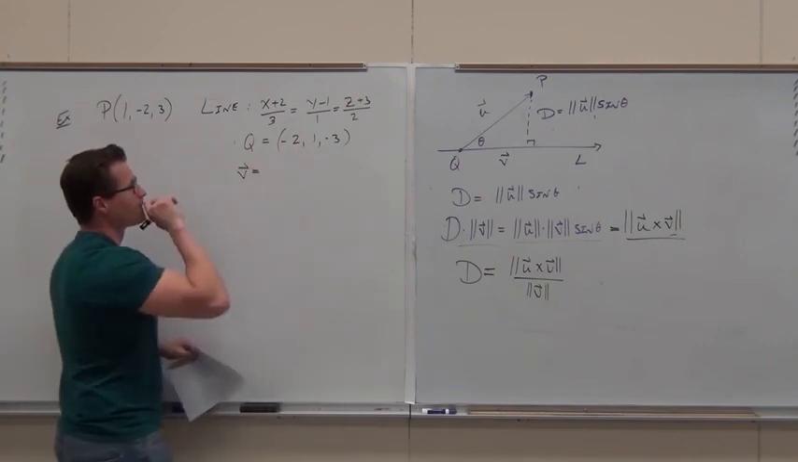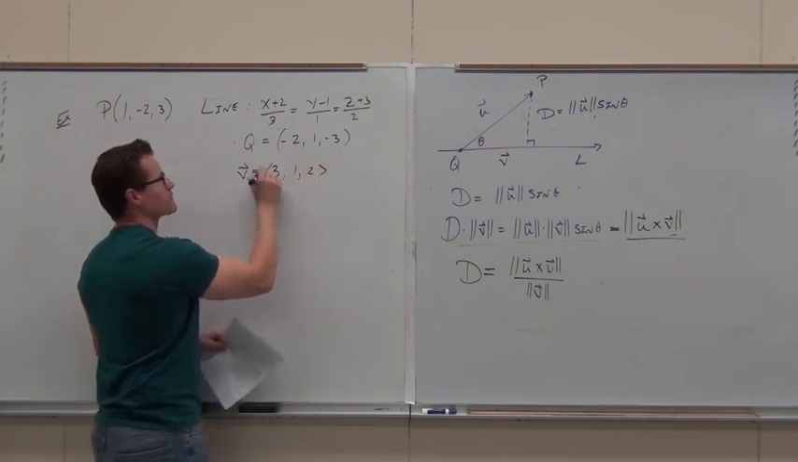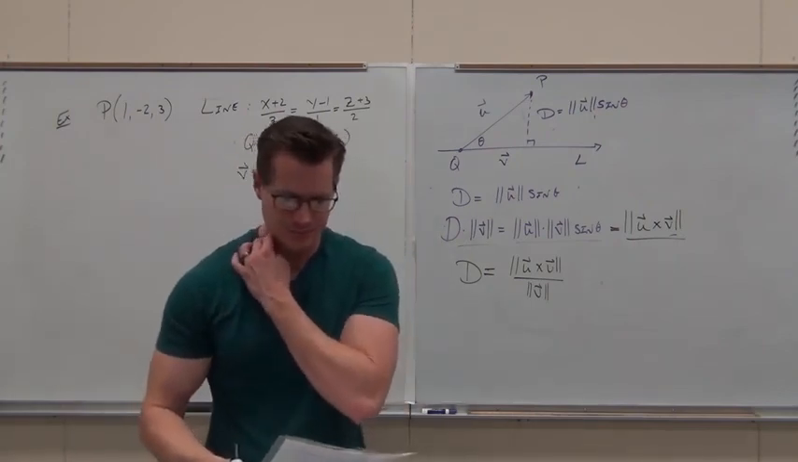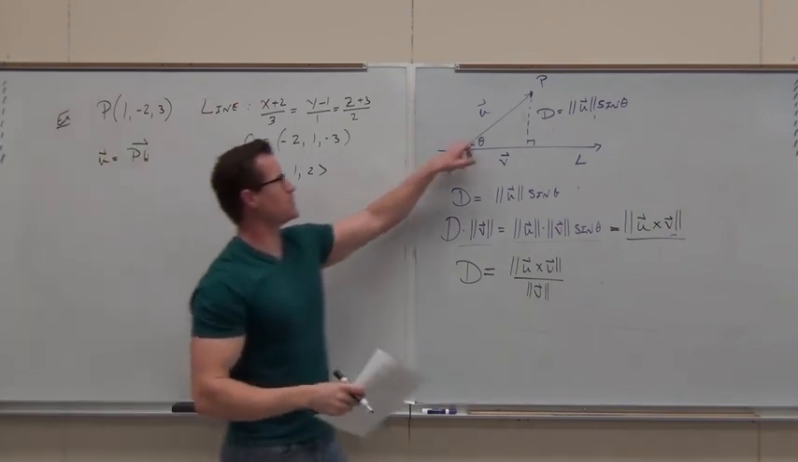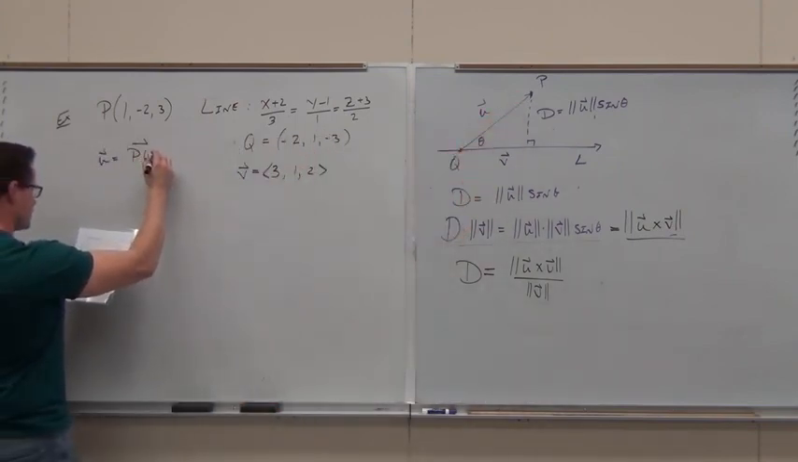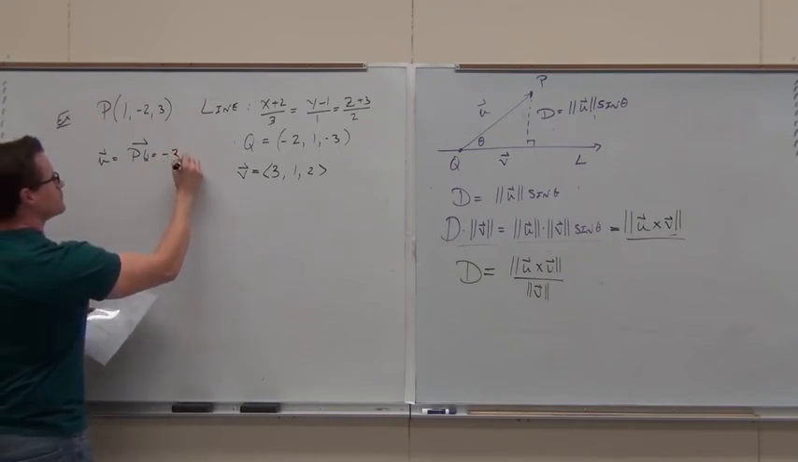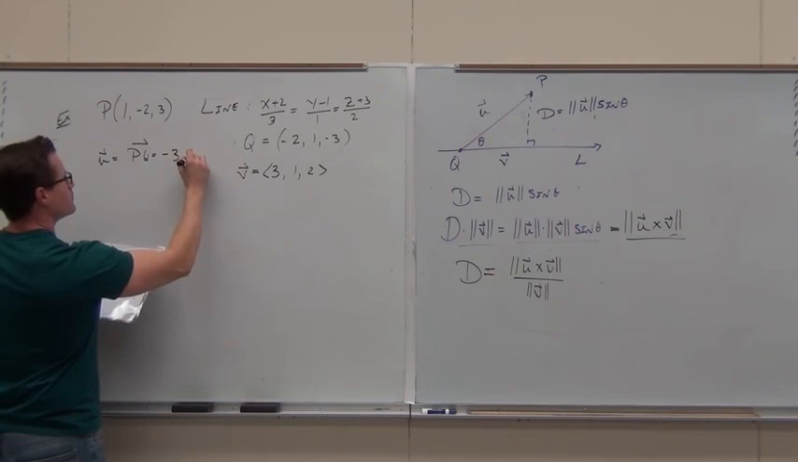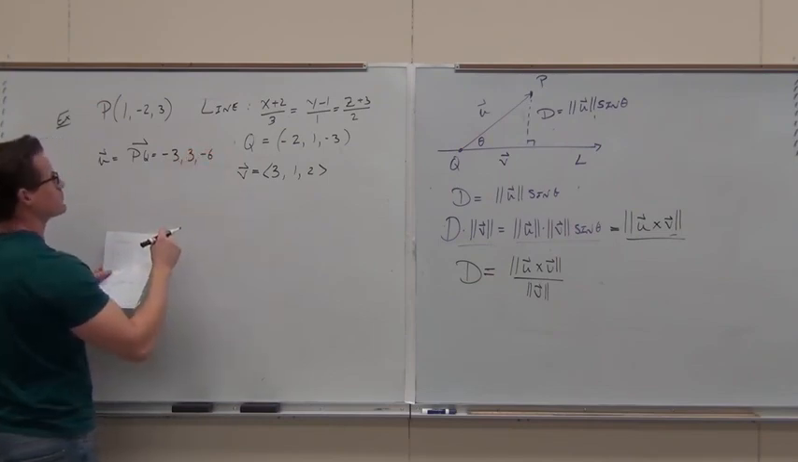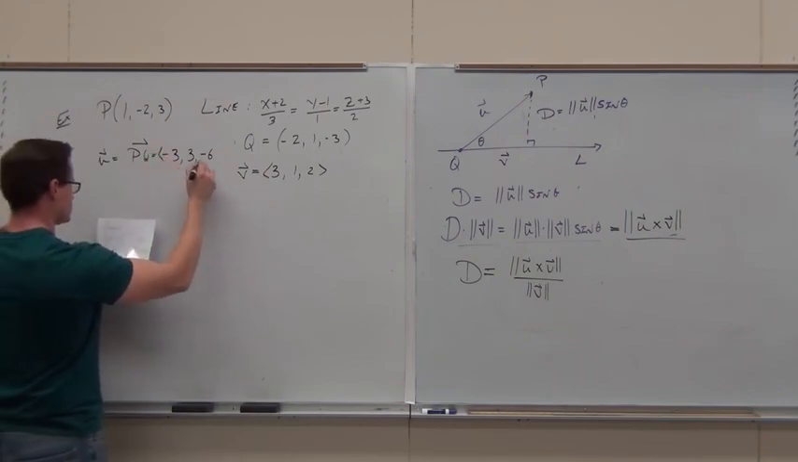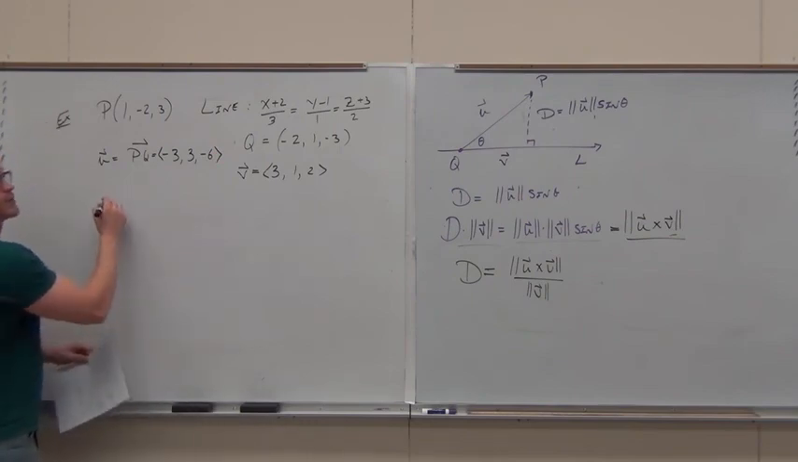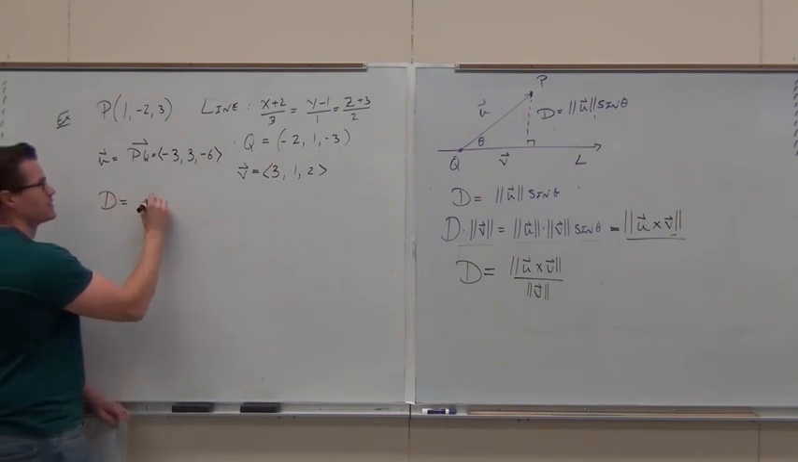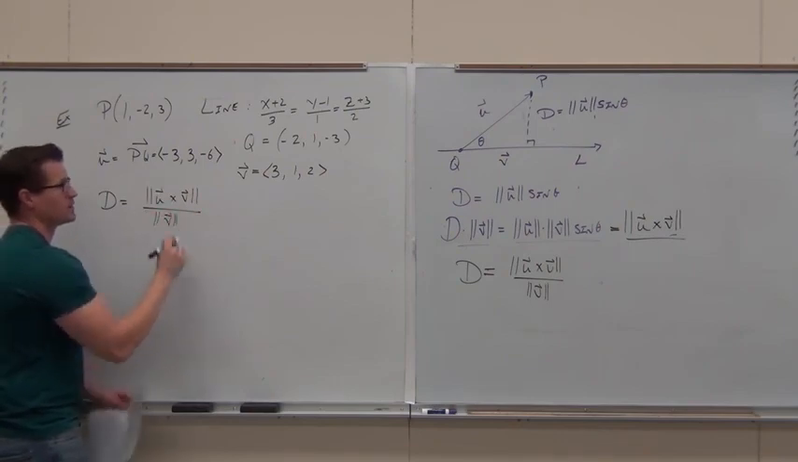We also need a vector. The vector is really easy. I love vectors from that form of a line. You just read the denominator, that's the vector. We also need a vector from Q to P, or P to Q, doesn't matter. Yep, that'll work. And then we can find our distance. Our distance is simply the magnitude of U cross V divided by the magnitude of V, this V.